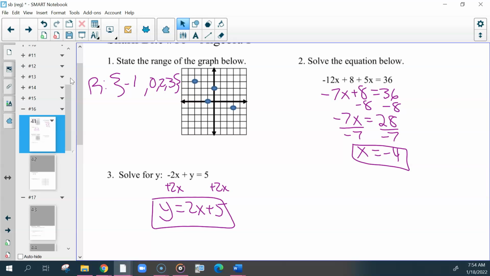Number 3, you needed to solve this equation for y by moving your x term to the other side. Add your 2x to the other side and then rearrange it so that it's y equals 2x plus 5. And then your y is now solved for. Do you have any questions on 1, 2, or 3?